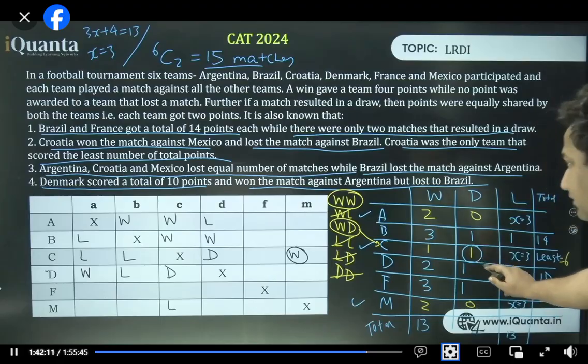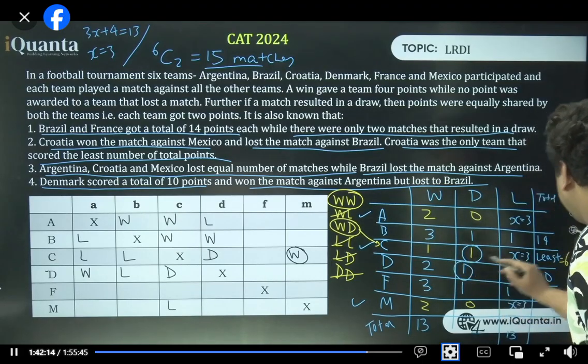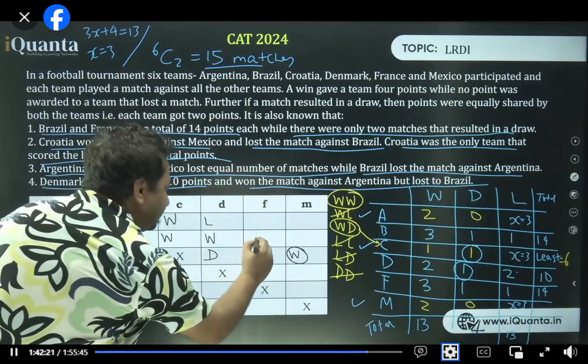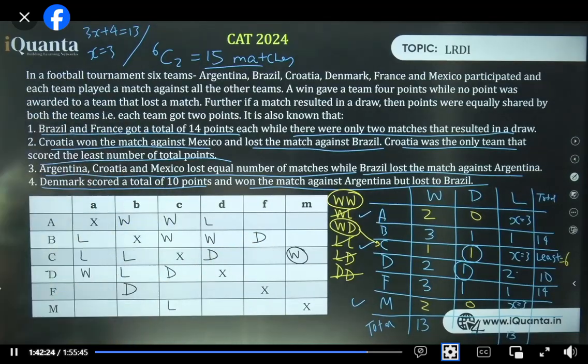Just a minute. Croatia and Denmark. Okay. So the remaining ones are Brazil and France. So Brazil and France do the match. Cool. हाँ ठीक है. वो मैंने उल्टा लिख दिया था. Is that cool? Understood? Now things are clear to us.